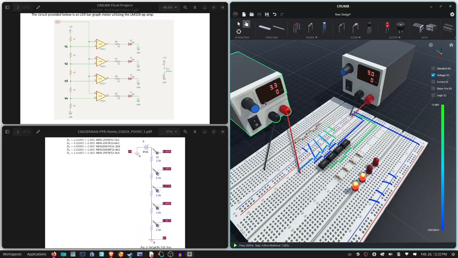So hopefully we understand what's going on. Hopefully building this circuit together helps give a tactile understanding of what's going on. Anyways, thanks.